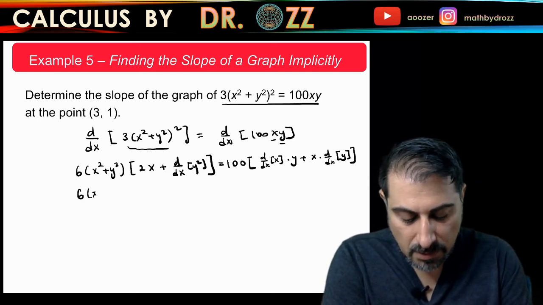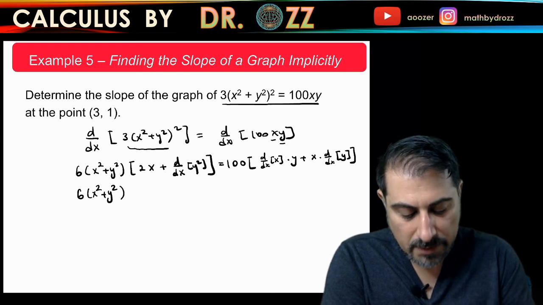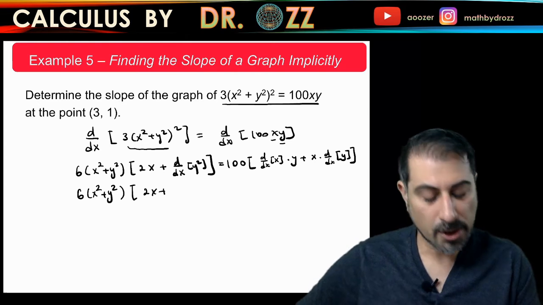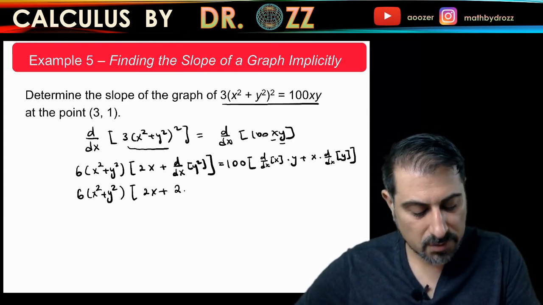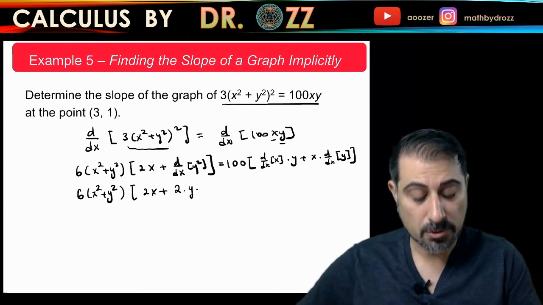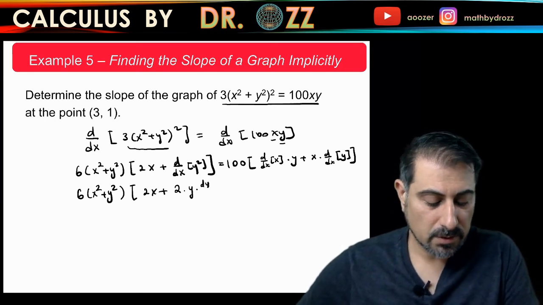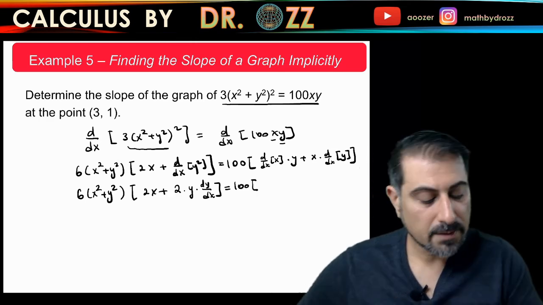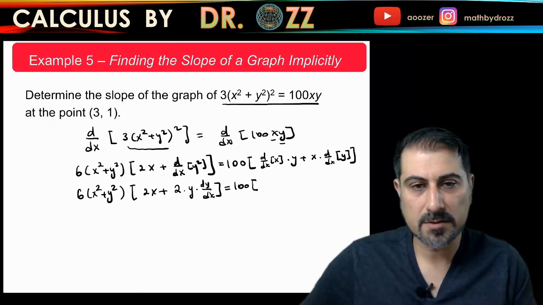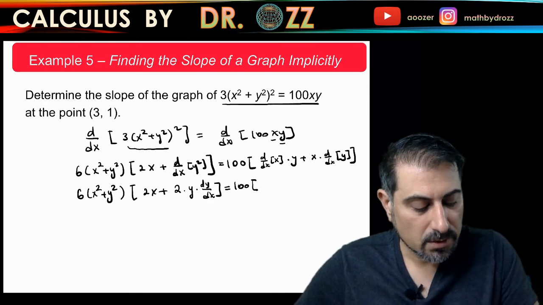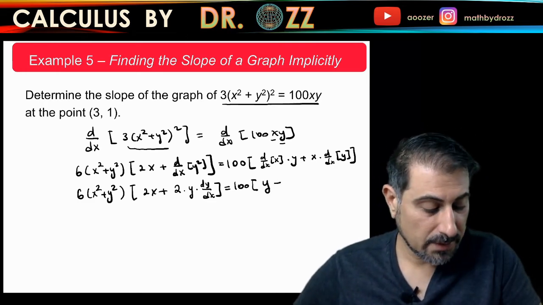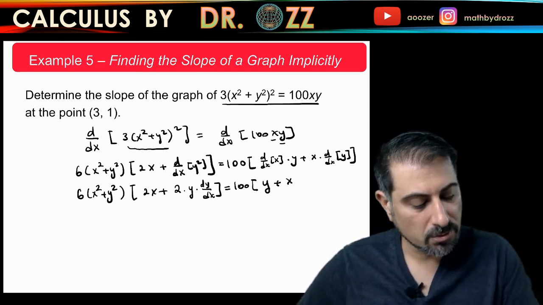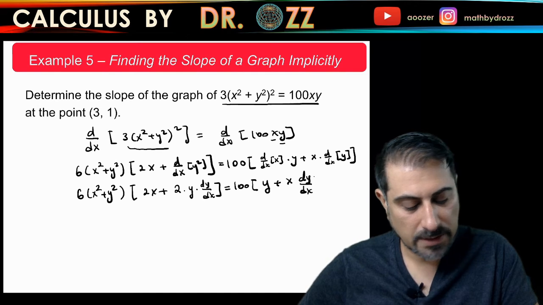So 6 times x squared plus y squared, 2x plus the derivative of y squared. Let's use the chain rule. So that's going to be 2 times y times the derivative of the inner part. Inner part is just y. So dy over dx is the derivative of that. So here we have 100 times d dx of x. Well, that's just the derivative of x. That's 1. So 1 times y equals y. Plus x times the derivative of y. Even if you use the chain rule, you're going to have dy over dx.